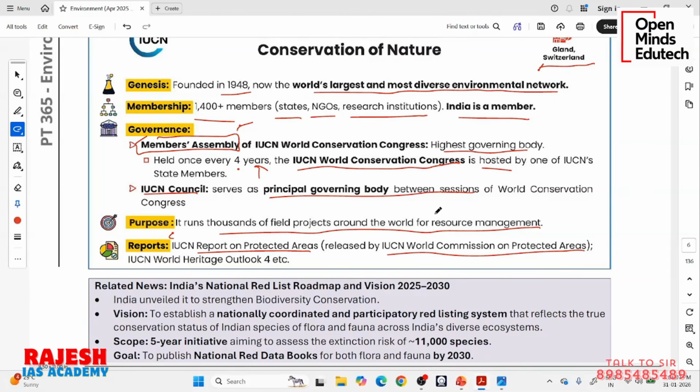This IUCN World Commission on Protected Areas has released a report called IUCN Report on Protected Areas. What are protected areas? Protected areas means these wildlife sanctuaries, national parks. We will see as we go into the PDF. We will see everything in depth.